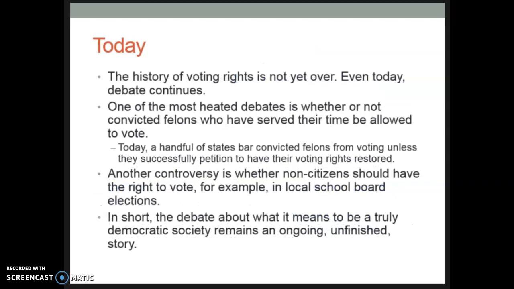So today, where are we at now in terms of voting rights? The history of voting rights is not over. Even today, the debate continues. One of the most heated debates is whether or not convicted felons who have served their time should be allowed to vote. Another controversy is whether non-citizens should have the right to vote. For example, in local school board elections, some people think non-citizens should be able to vote. In short, the debate about what it means to truly be a democratic society remains an ongoing, unfinished story.